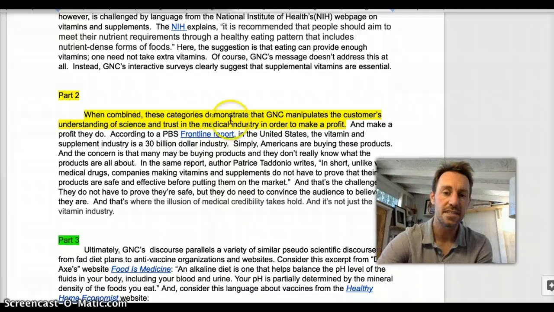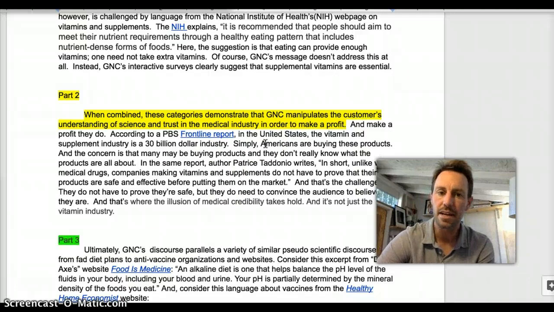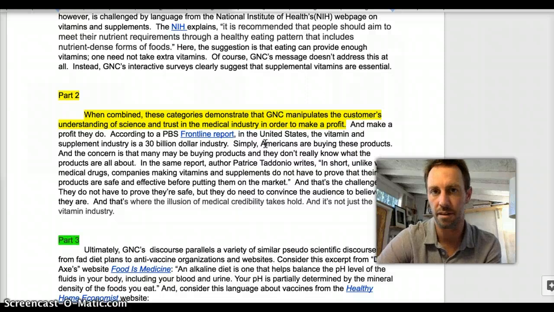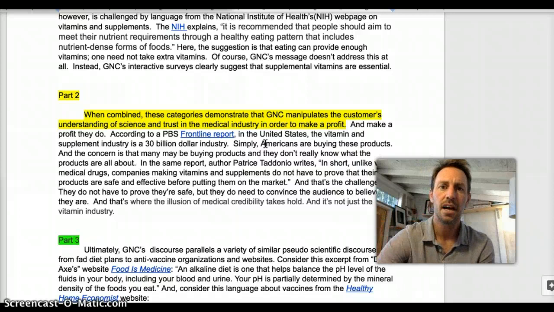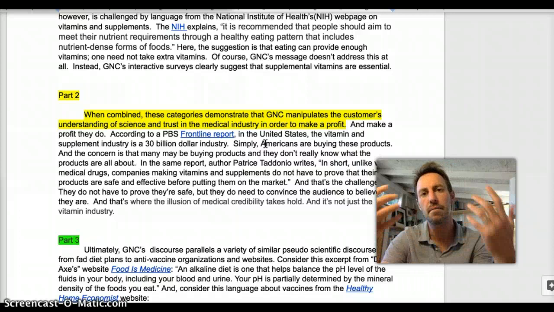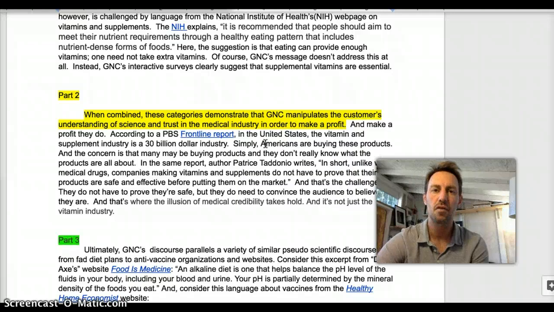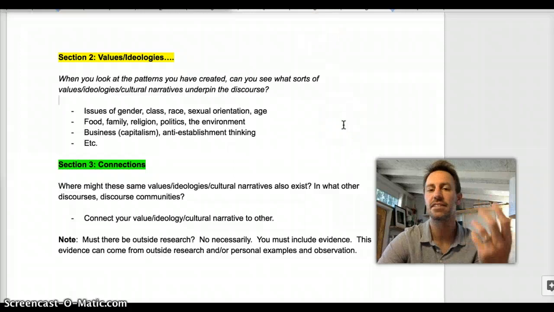And so in this little section, I have this claim. When combined, these categories demonstrate that GNC manipulates the customer's understanding of science and trust in the medical industry in order to make a profit. And so again, I'm making a claim. This section is hard to say. It is hard for me to say exactly what you should pinpoint because I'm unsure what patterns you're seeing. And of course, it all depends on the discourse that you're analyzing. However, I can give you things to consider.